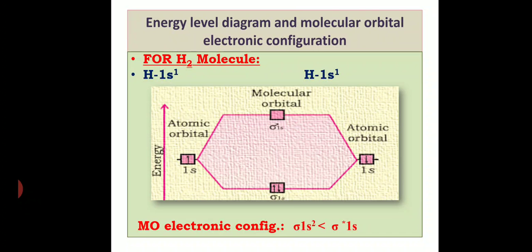Now what about magnetic property? So look at the bonding and anti-bonding molecular orbital. In bonding, the two electrons are completely paired. So that means the substance is diamagnetic, right?